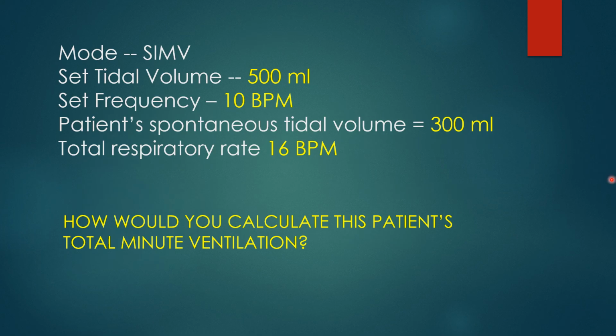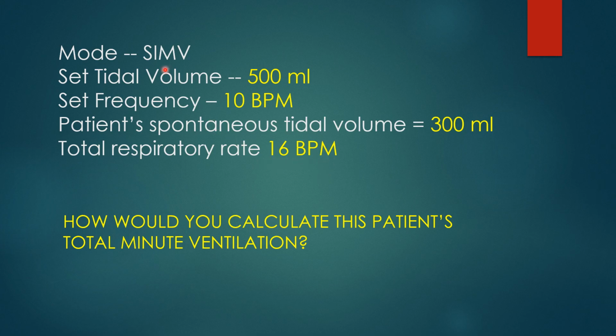So if we have a patient who is in the SIMV mode and his tidal volume is 500, and he's getting the set frequency on the ventilator, the SIMV rate is often called, is 10 breaths per minute. Now he's allowed to breathe spontaneously, and we look at our machine and the machine is reporting that the patient is breathing 16 breaths per minute.